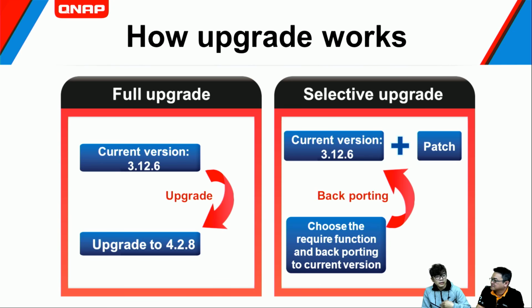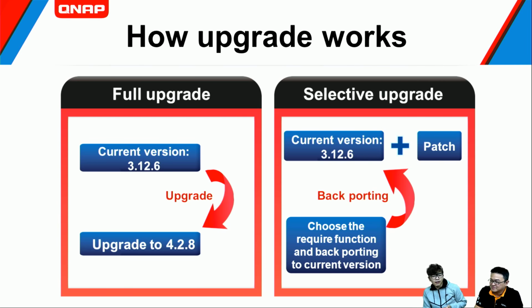So when we release a newer QTS version, we have already done the full upgrade or the selective upgrade for our users. So users don't have to worry about which one to choose. They just click next, and it's done, like what I just did.